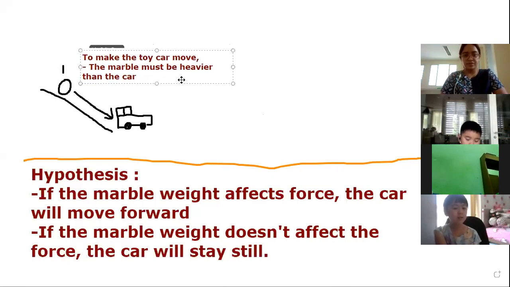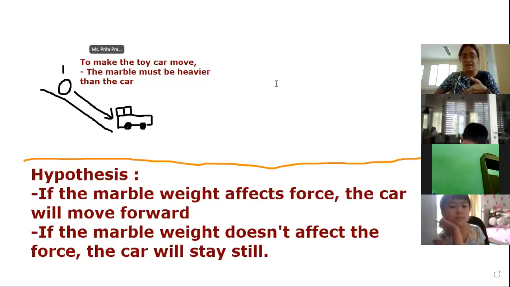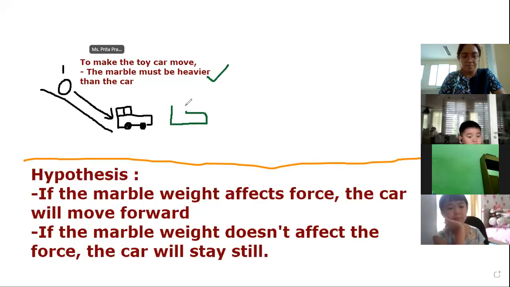Okay. So, the first marble is moving the car, so it is heavier, so it's going to move, right? It's heavier, so the car is moving. That is a variable. A variable is something like the marble's weight and the distance the car moves.